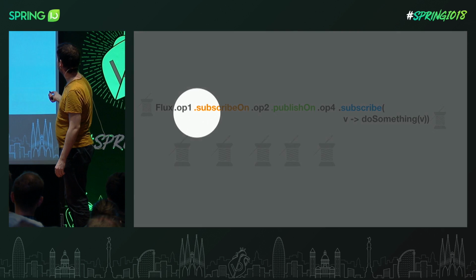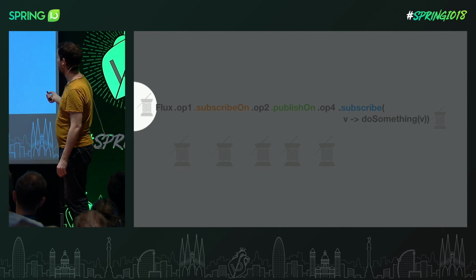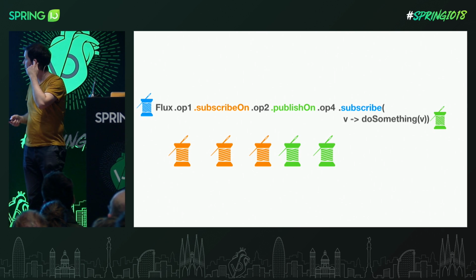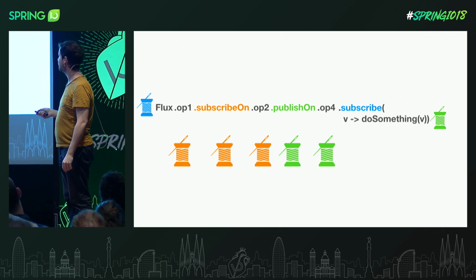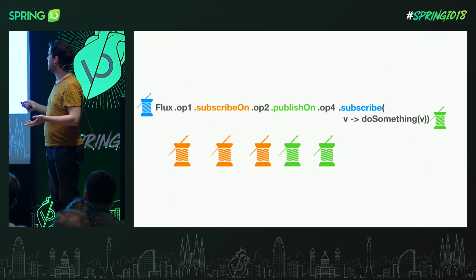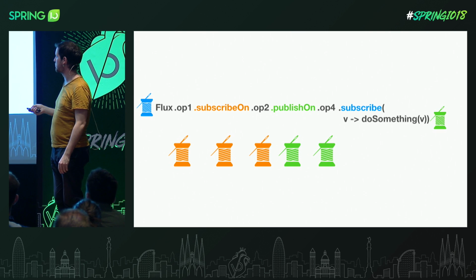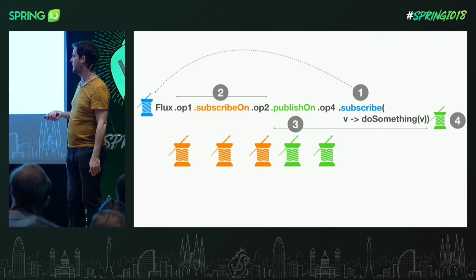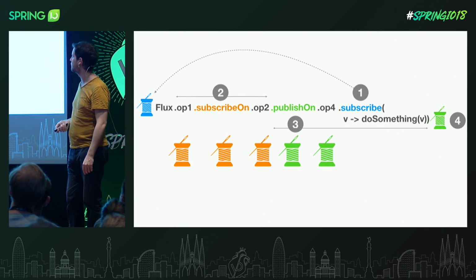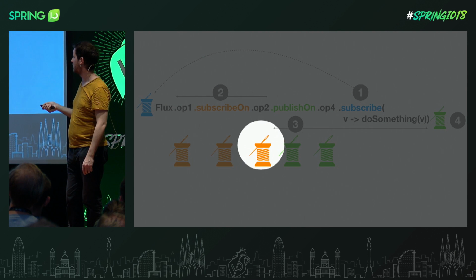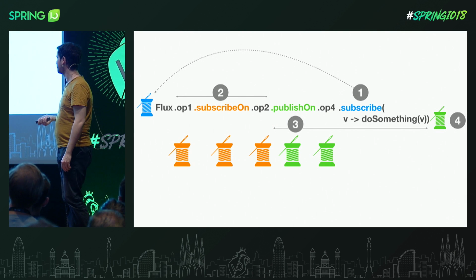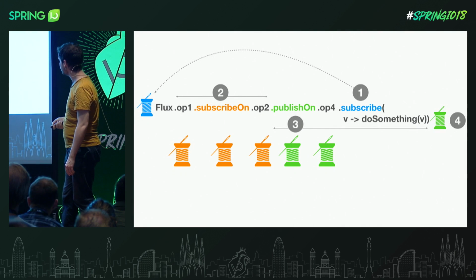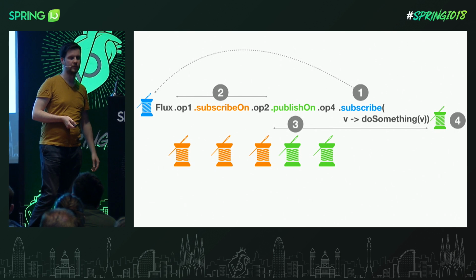Here we have the starter thread, the one where you called subscribe, and here we have the thread in which the lambda executes. And it looks like this. So, what do we have here? The initial thread is the main thread, but very rapidly it's overridden by subscribe on. So basically, you subscribe in the main thread, but since you have put a subscribe on, it doesn't matter. Operator 1 will actually execute in the orange one. And operator 2 is still in the orange thread. And then comes a publish on, so it switches to the green thread. Operator 4 is in the green thread as well, and it goes all the way to the end of the sequence.